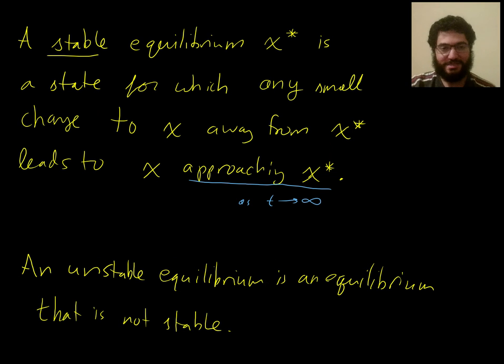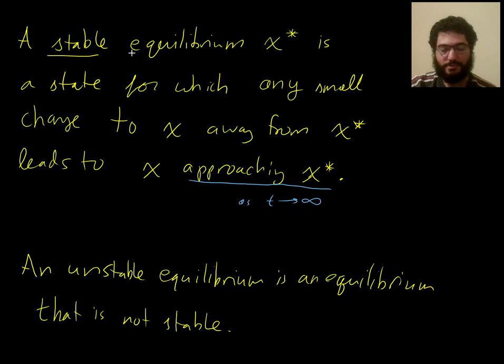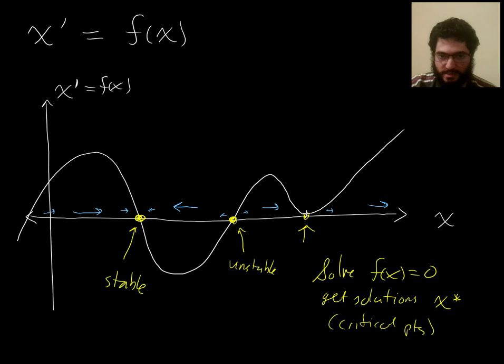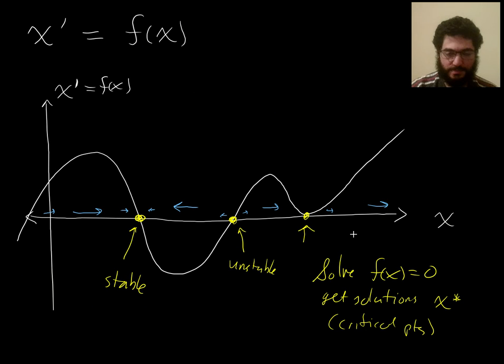Okay, now with this precise definition, we can say exactly what's going on with this yellow point here. Is it stable or not stable? Well, for it to be stable, it would have to be the case that when the state is this yellow value here, then any small change away from that point leads to the state approaching that point again as time goes on. So is this stable?